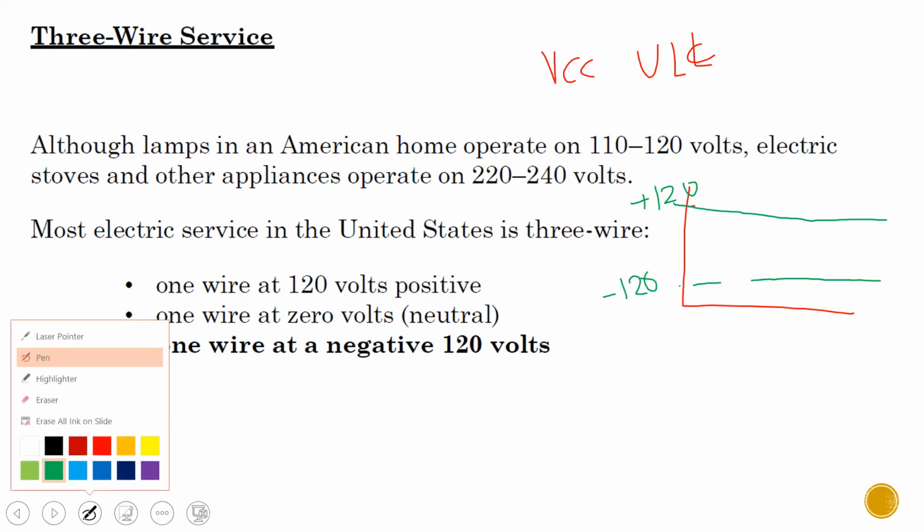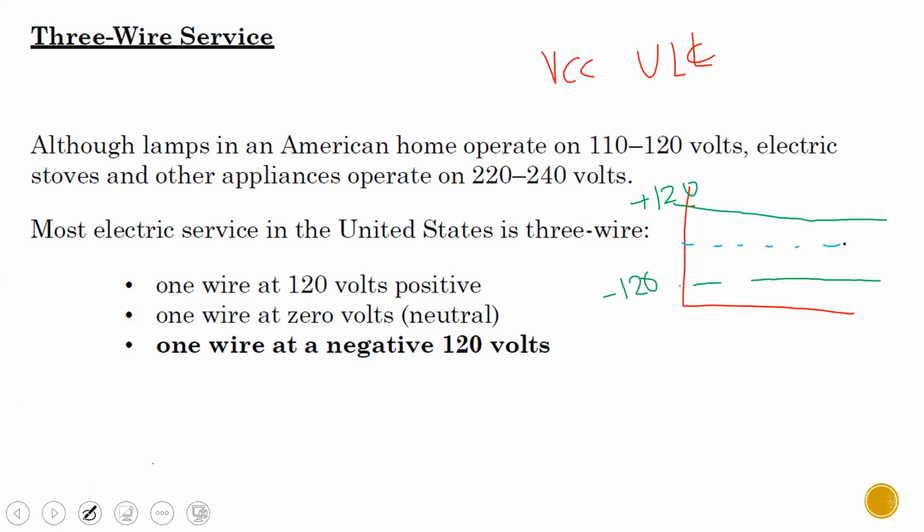And there's a third line which represents earthing, or we call it neutral. That's where we have 0. This one here we call a 3 wire service. This is the first one, this is the second one, and this is the third one. The first one is 120, the second one 0, and the third one is negative 120.